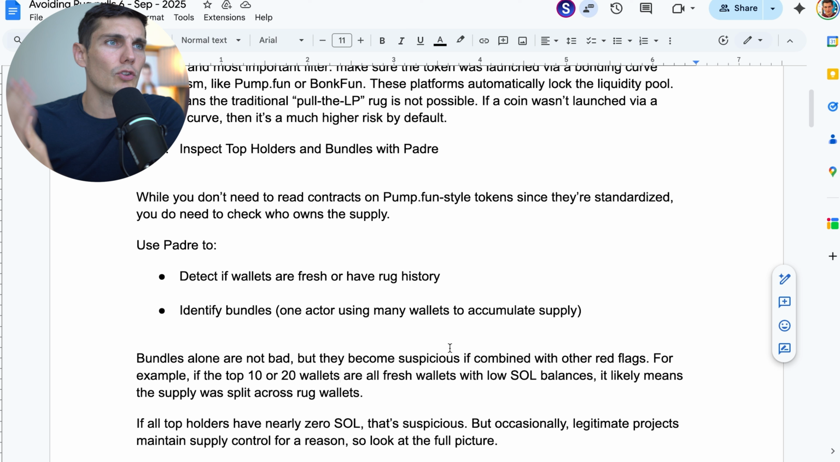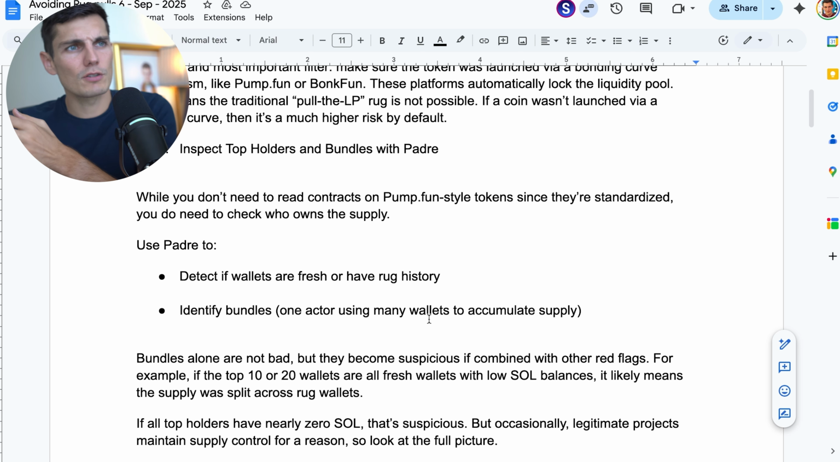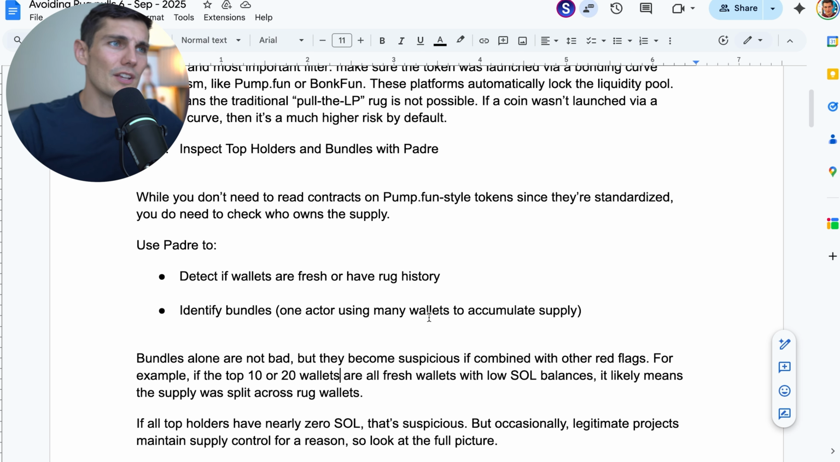For example, if the top 10 or 20 wallets are all fresh with low SOL balance, it actually means that the supply was split across a rug wallet. So if all the top holders have nearly zero SOL balance, that's suspicious, but occasionally some legitimate project will do that because they need to maintain supply control for a reason.